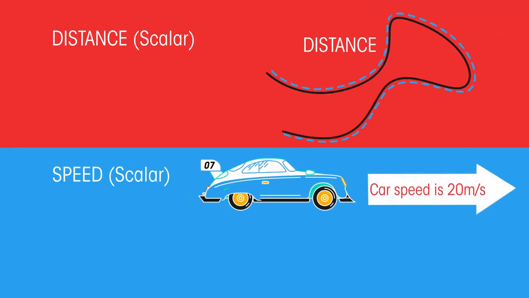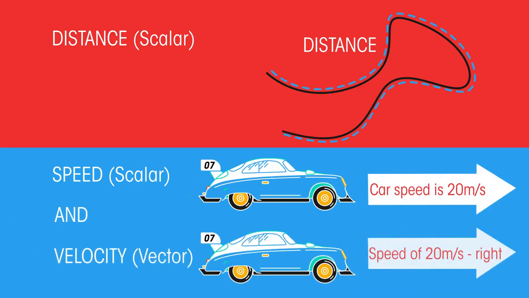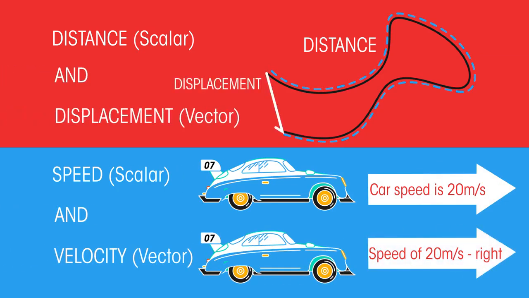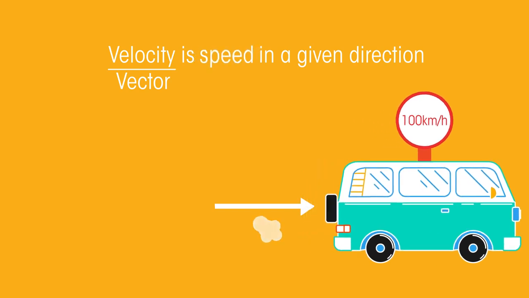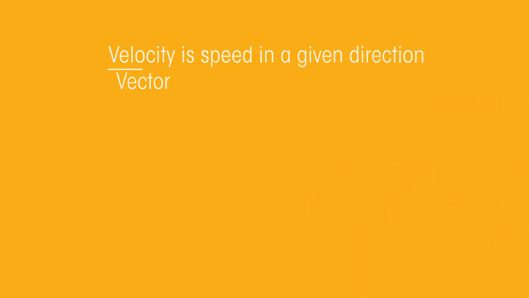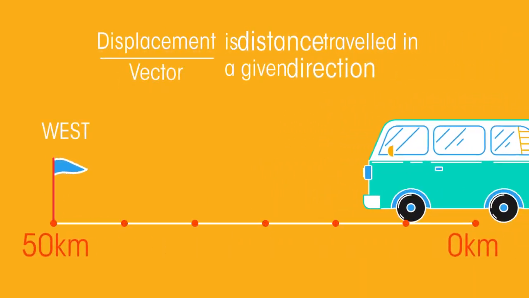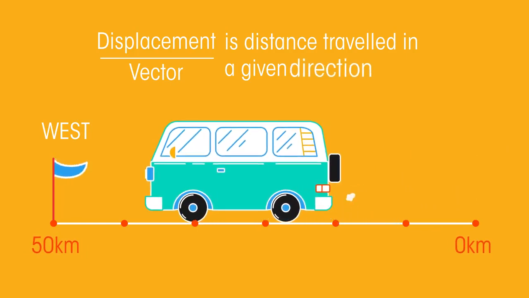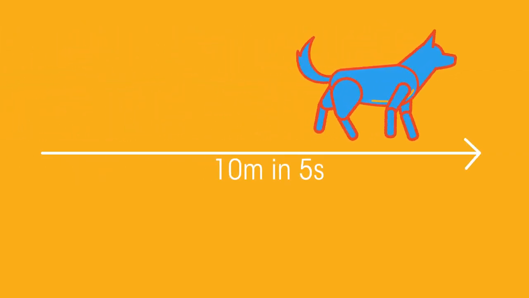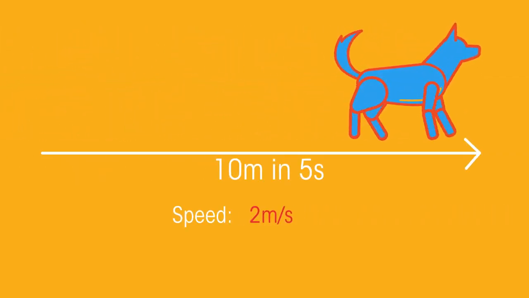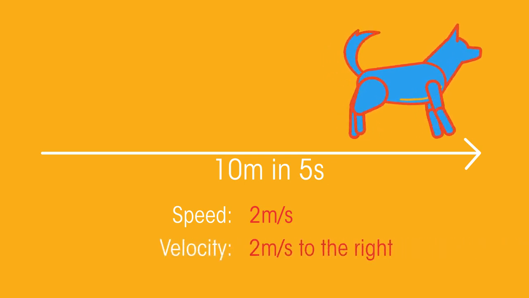Whilst speed and distance are scalars, velocity and displacement are vectors. They also have a direction. Velocity therefore tells us how fast an object is moving as well as its direction. Displacement tells us how far an object has moved and the direction that it has moved in. For example, a dog travelling 10 meters in 5 seconds has a speed of 2 meters per second, but a velocity of 2 meters to the right.